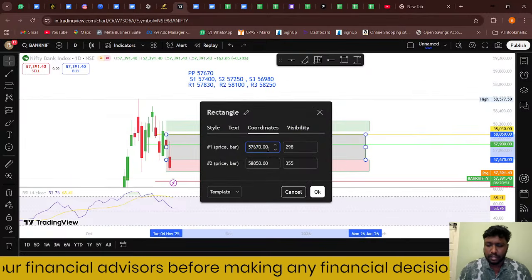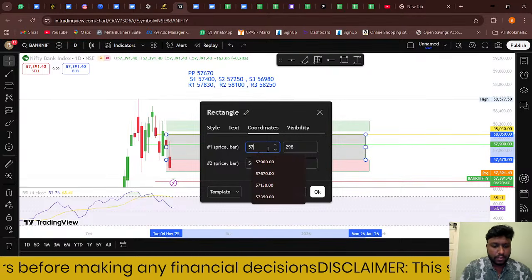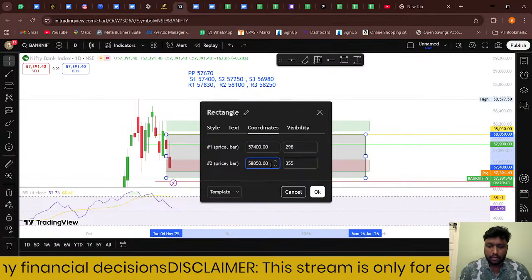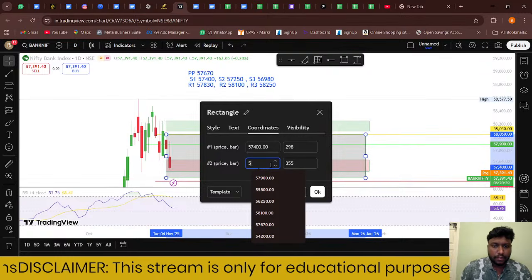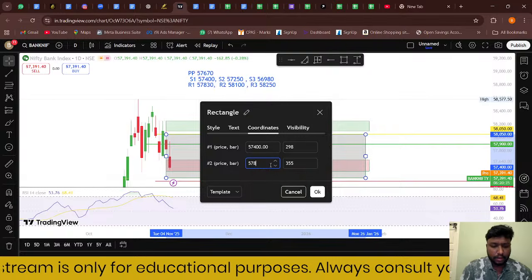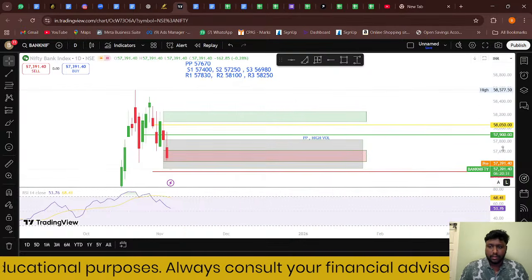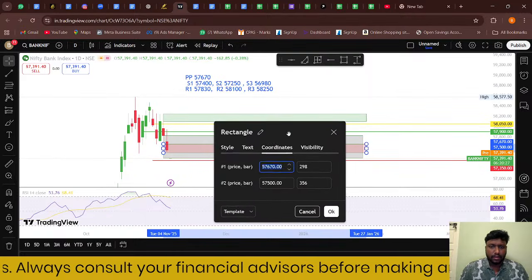and if Bank Nifty stays consolidated, we will mark that level. It will be between S1 and R1, 57,400 and 57,830. So we have a very higher range for the day.